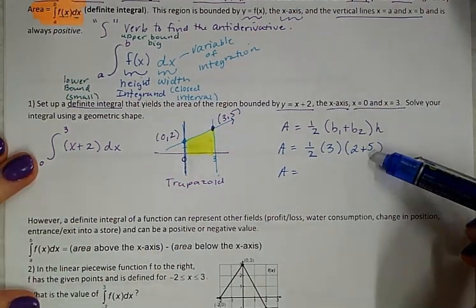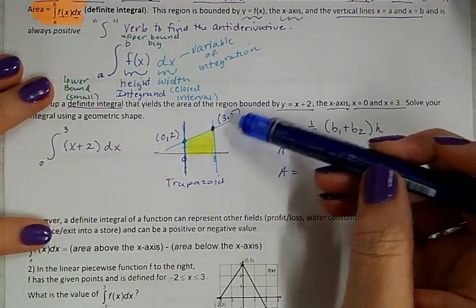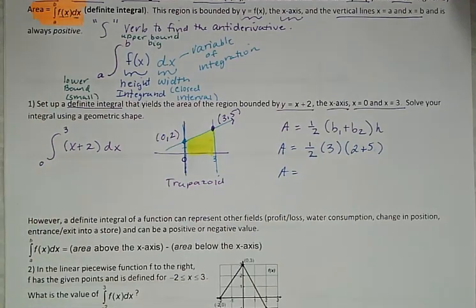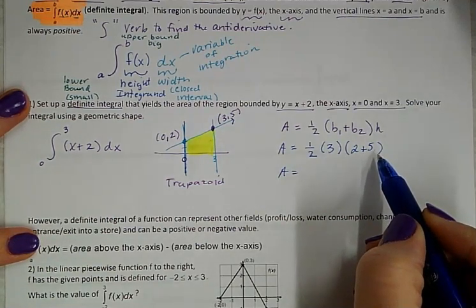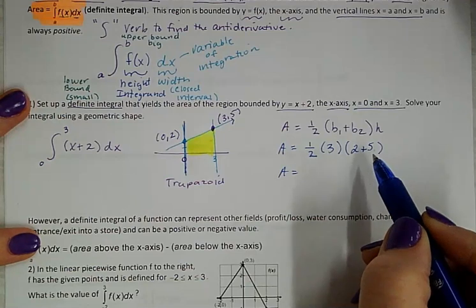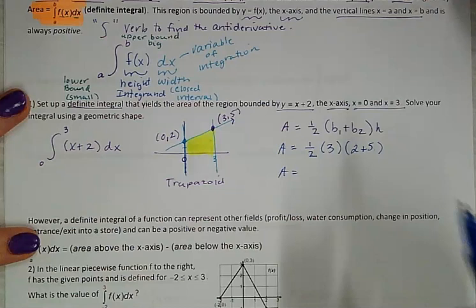I did catch a little mistake, so I paused the video for a minute and erased that, because the distance from here to here is the y value of 5, and I wrote down the x value of 3. So definitely don't make my mistake. All right, so then if we have 2 plus 5, that's 7. And then we have to take the half.